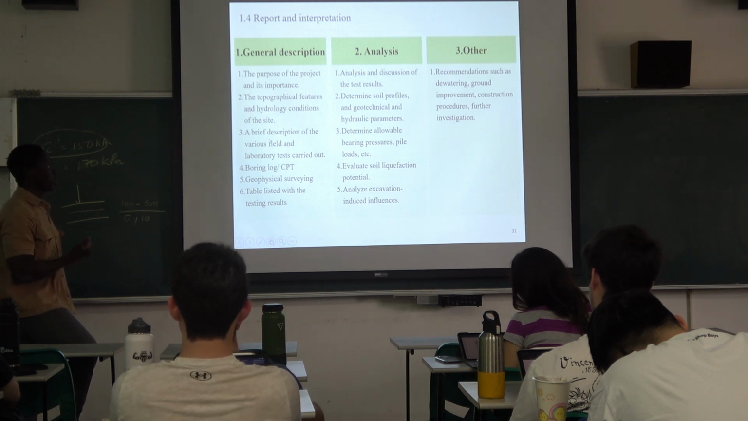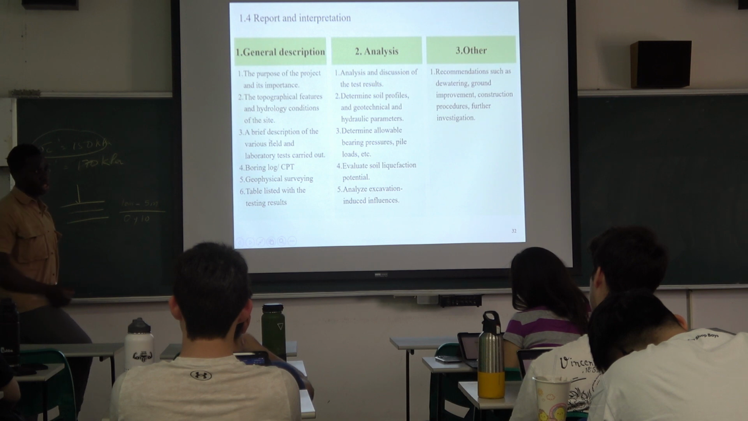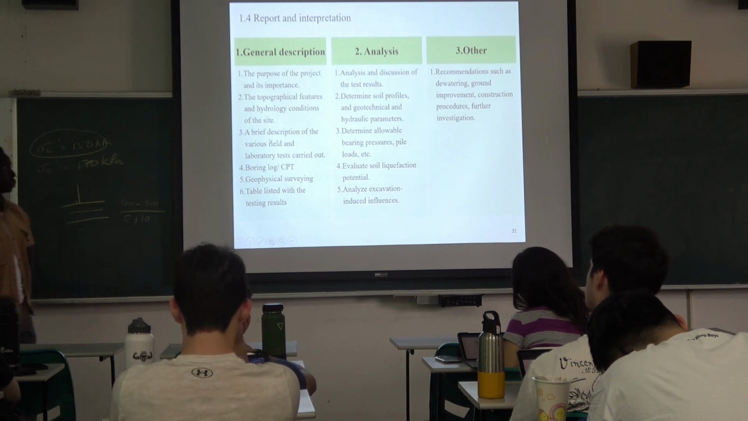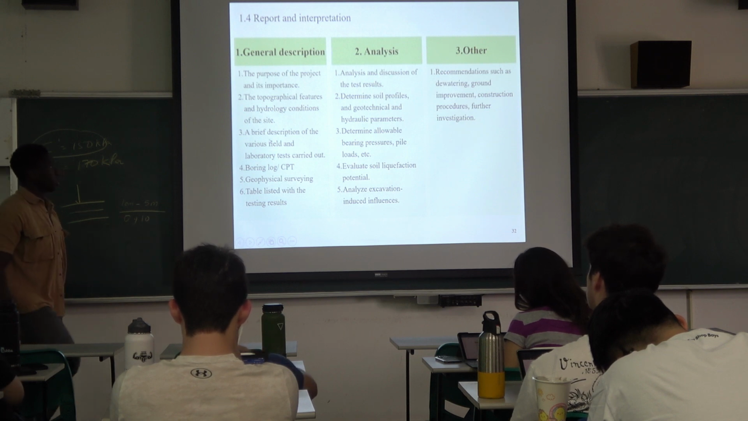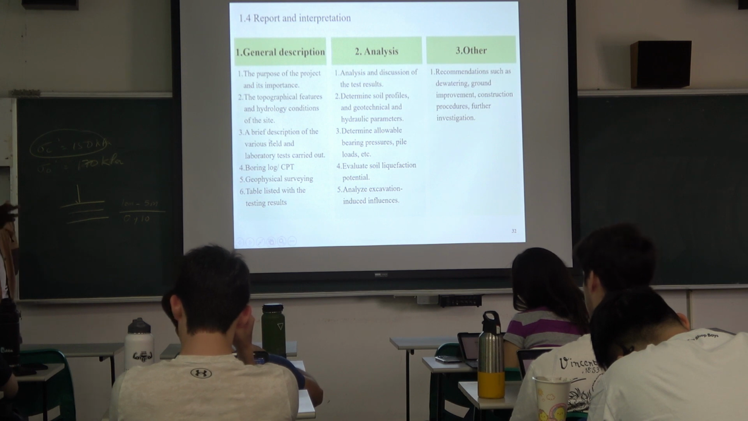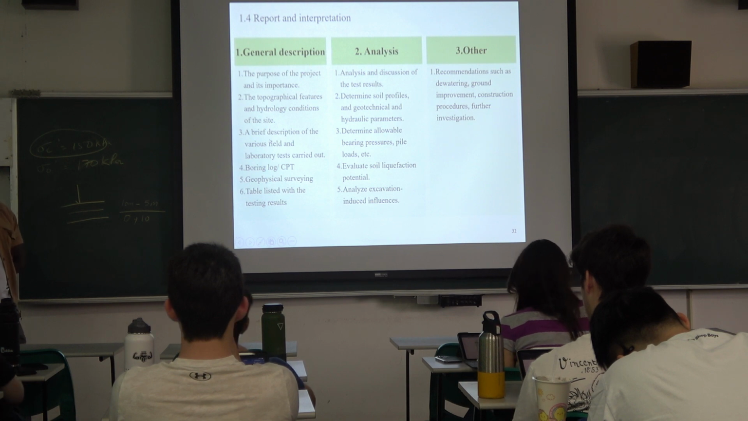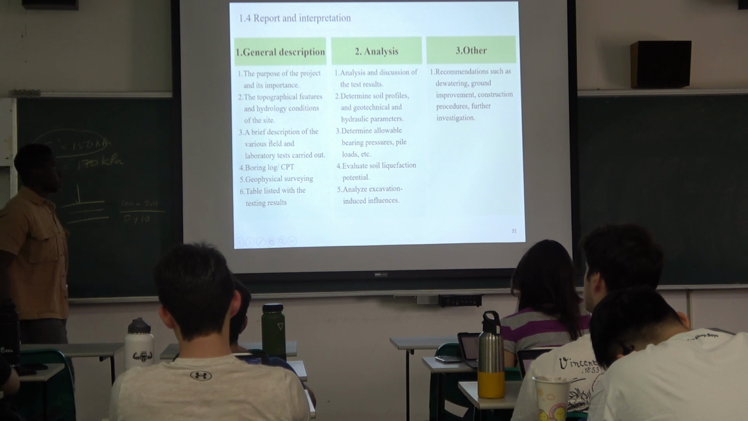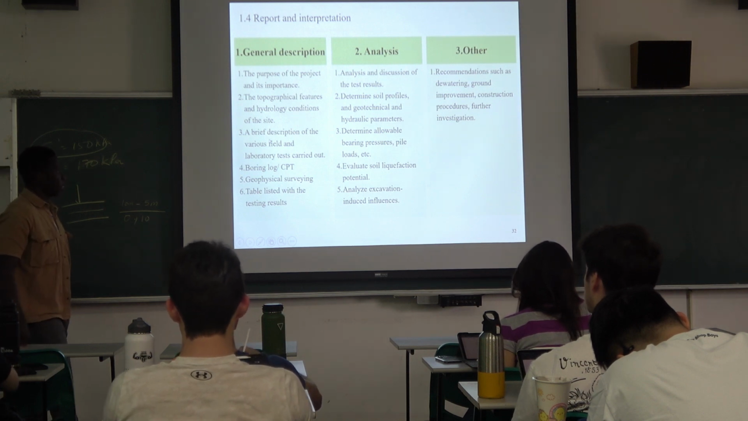And then also the topographical features and the hydrological conditions of the site. They need to know the hydrological conditions, like the permeability of the soil at the site, and also the soil topography. Okay, a brief description of the various field and laboratory tests carried out. So in your report, you need to write a brief description of the field investigation. For example, if you do SPT, you need to give a brief introduction: what is SPT, what did you do, and how the process went. Or if you do the CPT, it's the same thing. You have to give a brief description, and then what are the tests that you do.